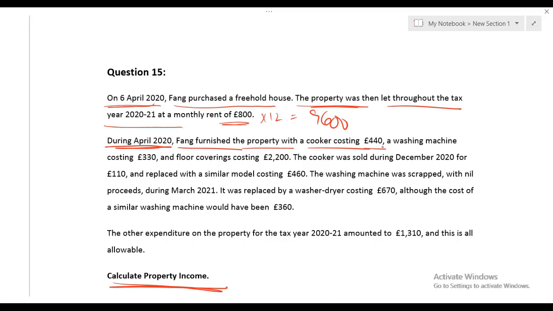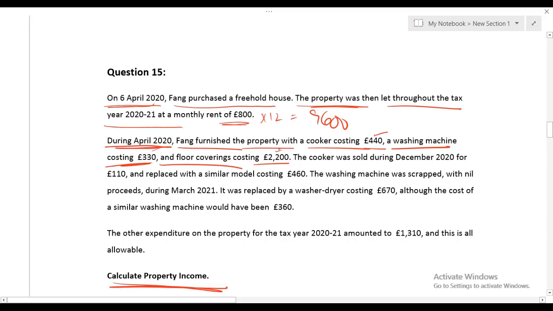Repeat. When you are initially buying a furniture item, you will not get replacement furniture relief. Replacement furniture relief is only available on replacing the furniture. It is not available when you are initially buying the furniture item. So this 440 on the cooker is not qualifying for replacement furniture relief. A washing machine costing 330, you are not getting any replacement furniture relief. Floor covering 2200.